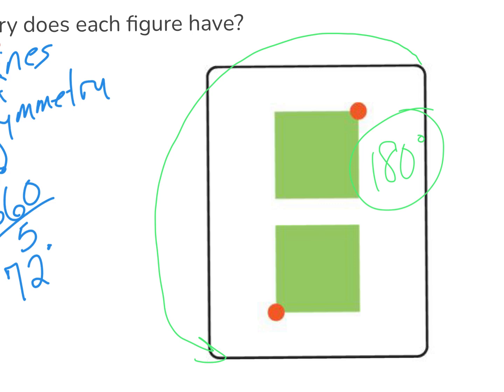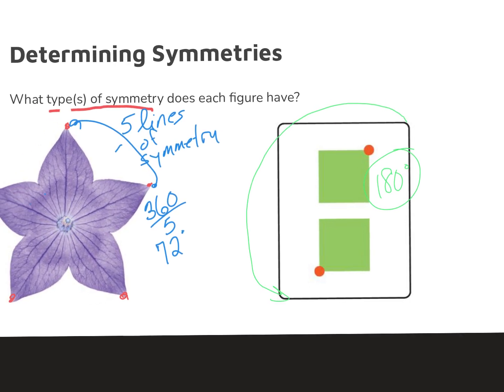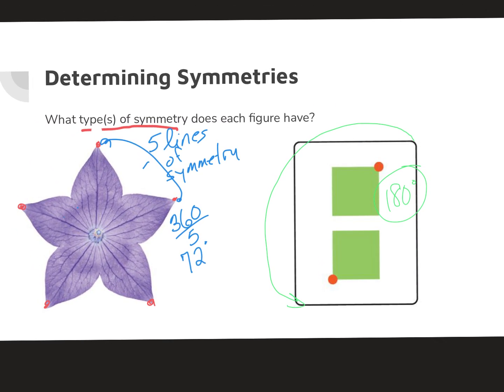Because this is a rectangle. So rectangles only have one rotational symmetry of 180 degrees. Because they do not have all the same sides.